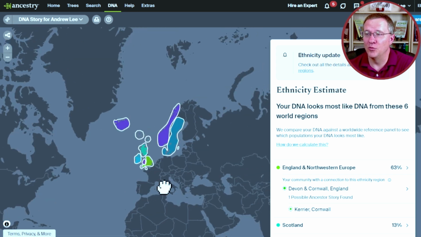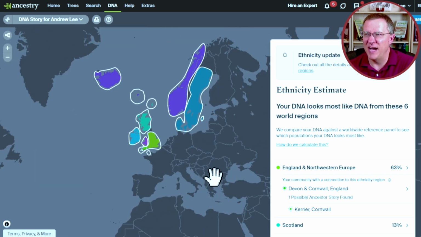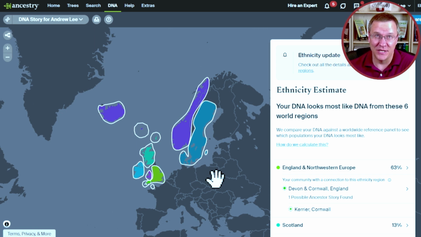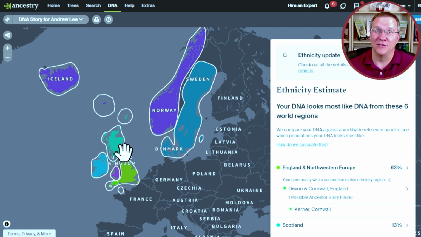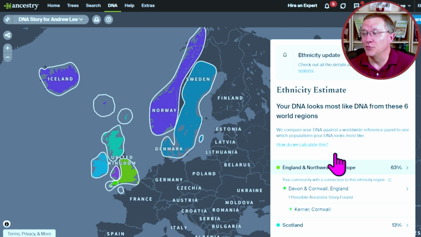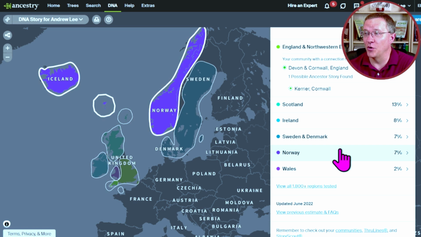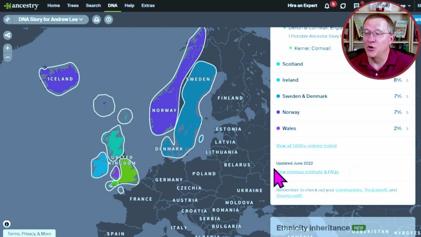Let me zoom in real quick on this, and you can see that my genetic makeup according to Ancestry is almost exclusively from Scandinavia and the United Kingdom, and those countries that are part of it. It's broken down about 60% from England, particularly Cornwall, where I actually do have an ancestor I know of from there, and that's just in the last 3 generations, as well as Scotland, Ireland, Sweden, Denmark, Norway, and Wales.